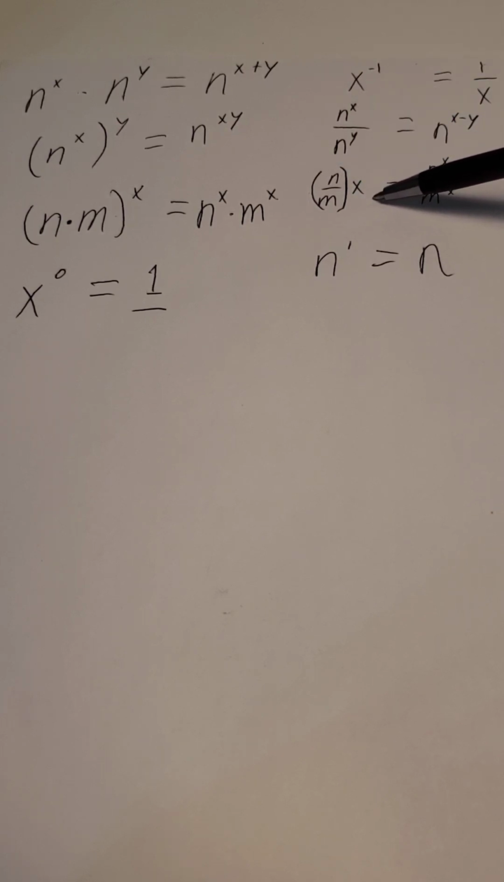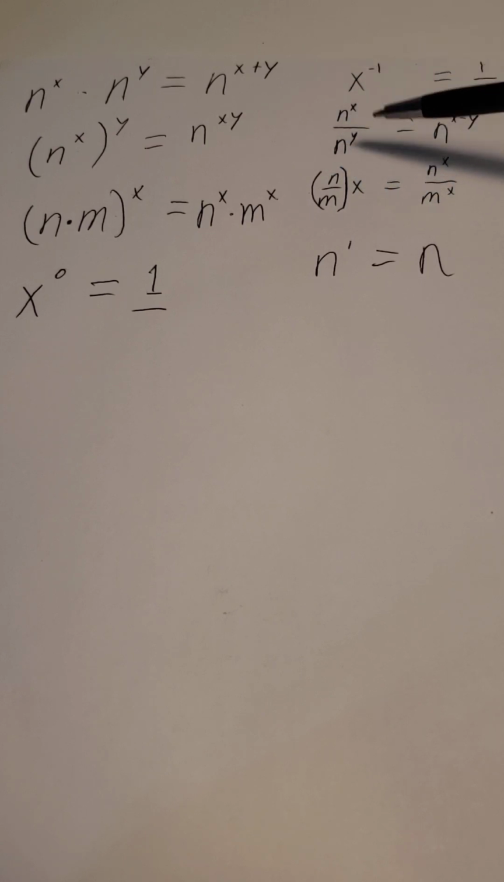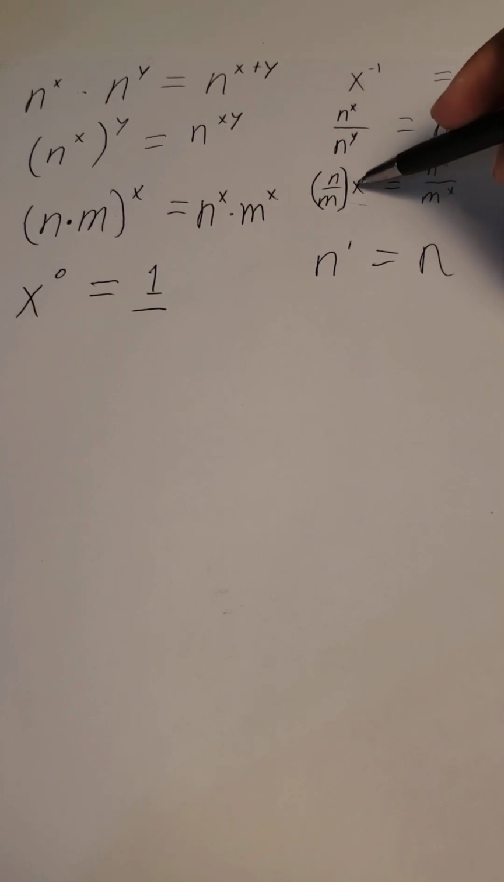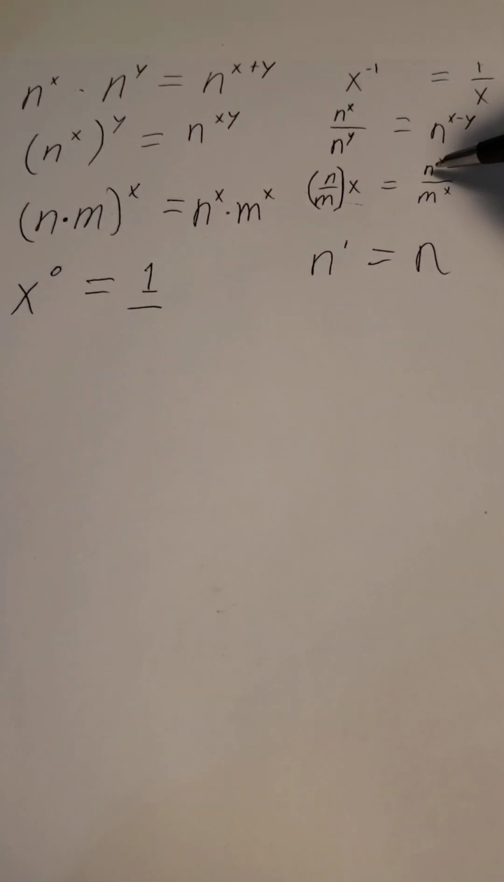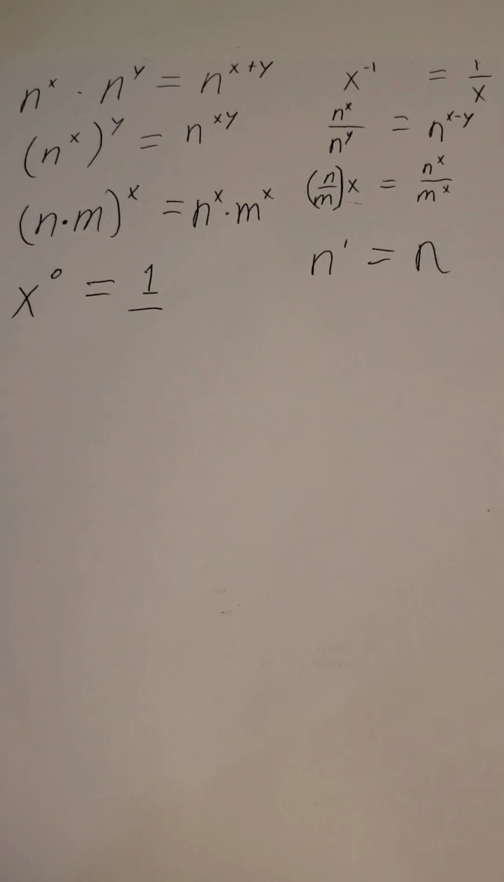Finally, we have the power of a quotient rule. This signifies that whenever there is something over here and a fraction inside parentheses, this should be an exponent. I don't know why I drew it so low, but it will be an exponent for both the numerator and the denominator, as shown here. And lastly, when anything is to the power of 1, similar to the zero rule, it will remain the same.